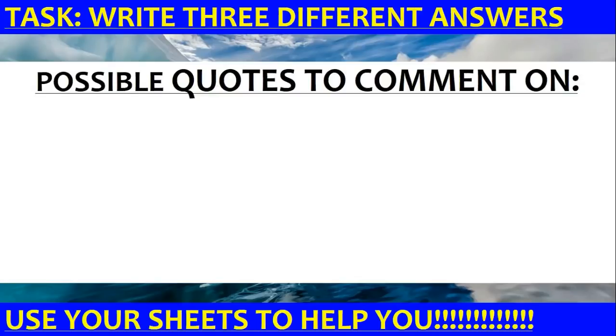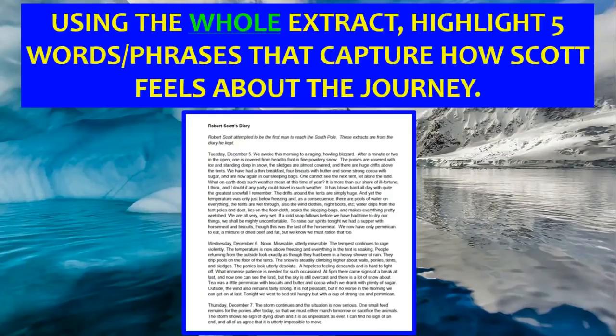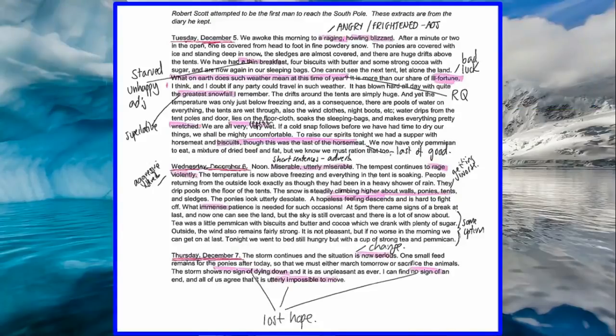So I want you to have a look at the rest of it and try to have a look at these quotes and see if you can make three answers. Pick three of the five and see if you can do an answer like what I've just done based on these quotes. Use any sheets or the structure we've just gone through to help you. After you've done that, use the whole extract now. Remember, we've only used the first day so far. Highlight five words or phrases, one or two words, that capture how Scott feels through the journey, and then we'll go through it.